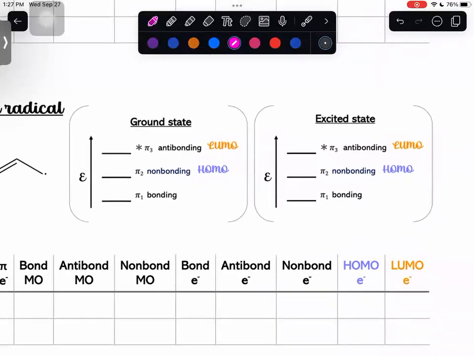Okay, how many electrons am I going to see in pi2 in the ground state? Only one. How many pi electrons do I have in total? 3. So let's start filling that out. How many pi electrons am I going to see in the HOMO orbital in the excited state? Excited, 0. How many pi electrons am I going to see in the LUMO orbital in the excited state? 1.